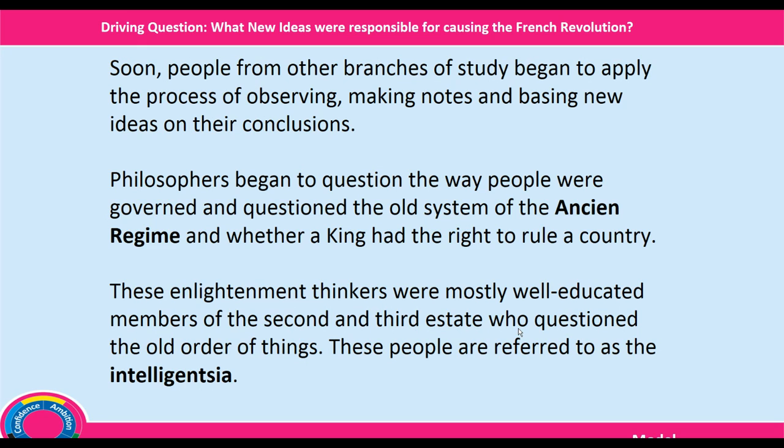Soon, people from other branches of study began to apply the process of observing, making notes, and basing new ideas on their conclusions. Philosophers began to question the way people were governed and questioned the old system of the ancien regime and whether a king had the right to rule a country. These Enlightenment thinkers were mostly well-educated members of the second and third estate who questioned the old order of things. These people are referred to as the intelligentsia.